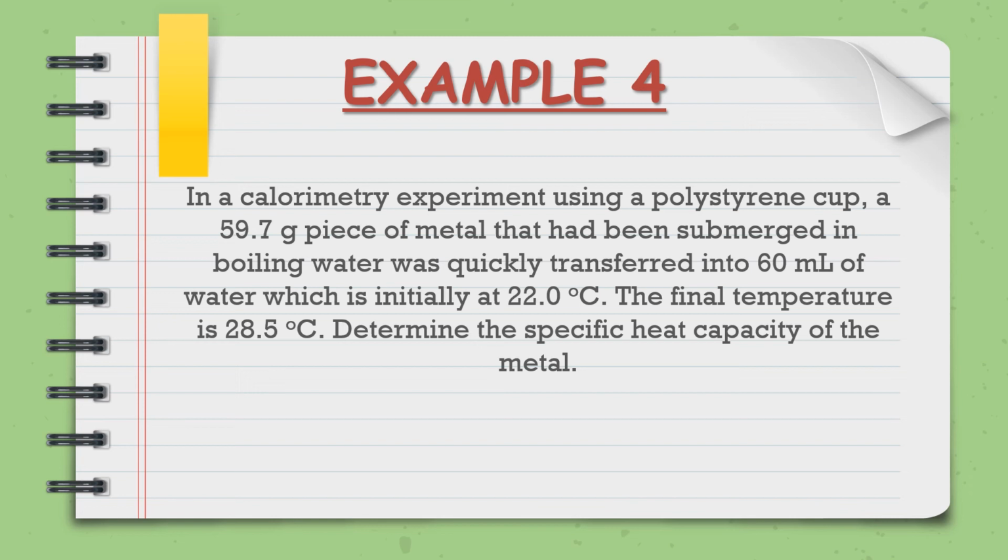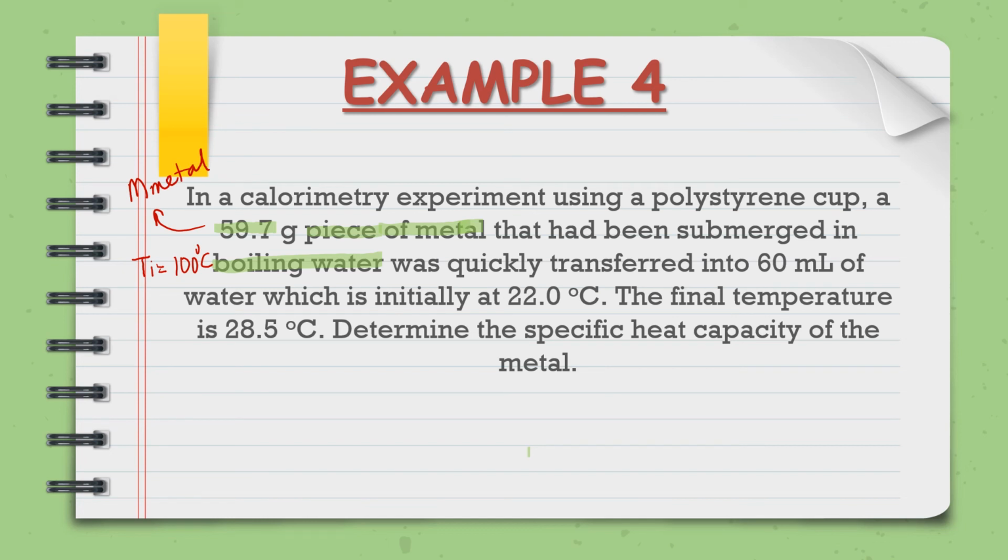Okay, now. In this question, let's take out all the information that we have. The first one given to you is a 59.7 gram piece of metal, so the mass of metal, that had been submerged in boiling water. This is a piece of information. Why? Because what is the temperature of boiling water? It should be 100 degrees Celsius, and this will be the initial temperature of the metal. So here is your mass of metal.